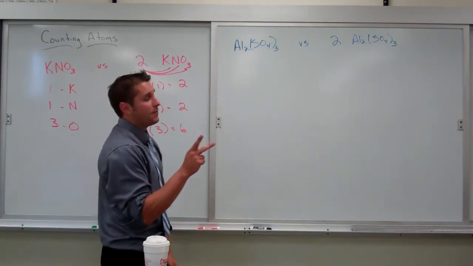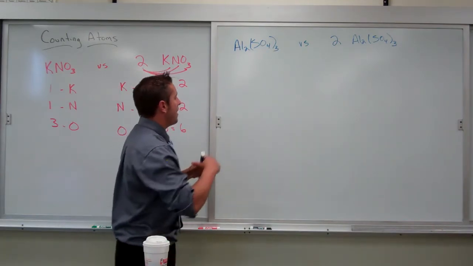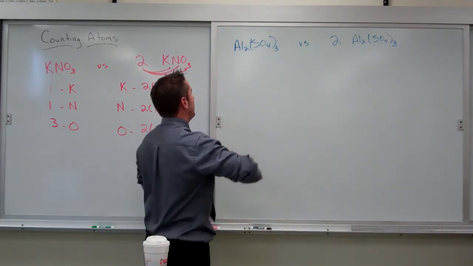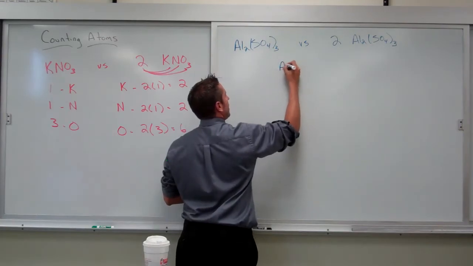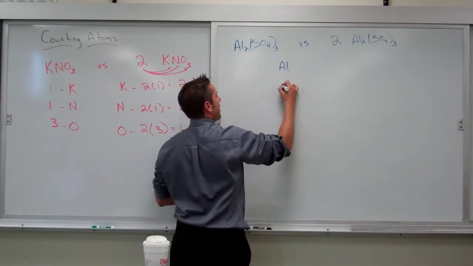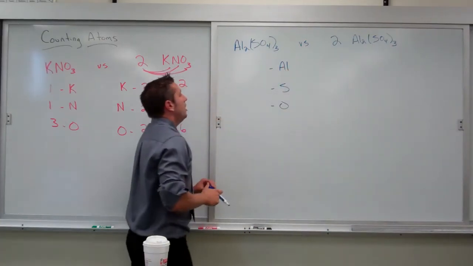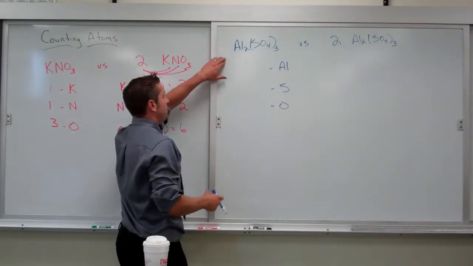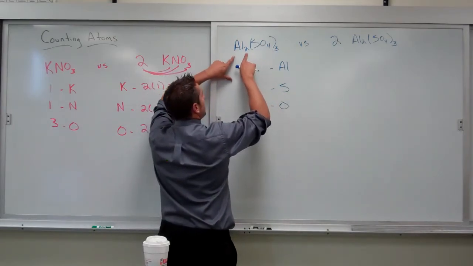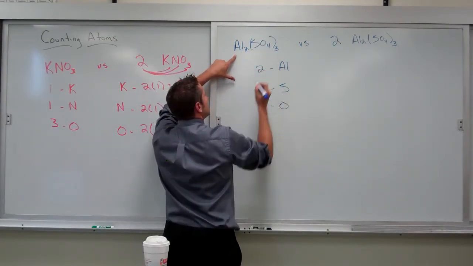I'm going to show you 2 different methods for doing this. The first method is we break it up into each individual element. We have Al, we have S, and we have O. If we were going to count it here, there's a 1 in front, so we just look at subscripts. There's 2 with Al, which means there's a 2.